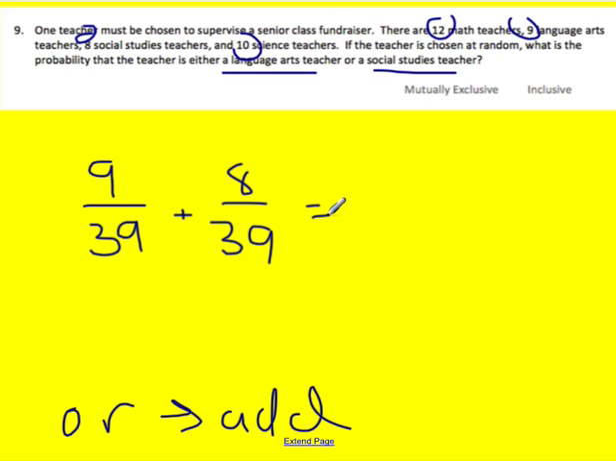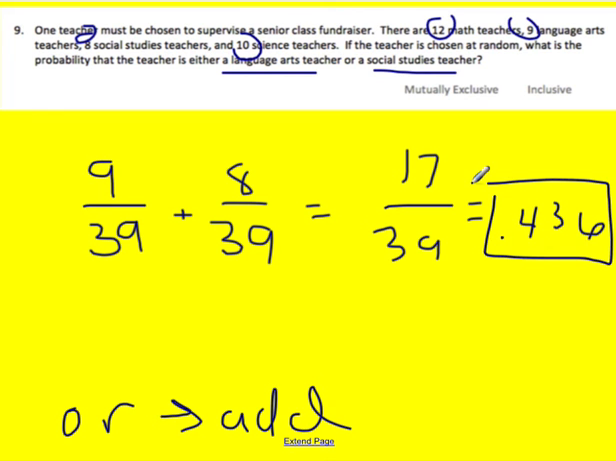So I have 9 plus 8 up top, which is going to give me 17. And then that's going to be divided by 39. So then to get my fraction, I'm going to go ahead and divide those out. And I end up getting 0.436. So that one had some tricky rounding. The 4th number was an 8, so I rounded the 5 to a 6.